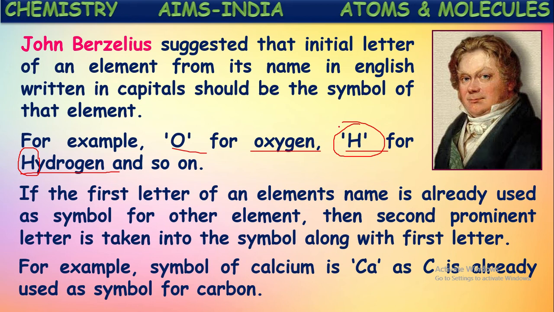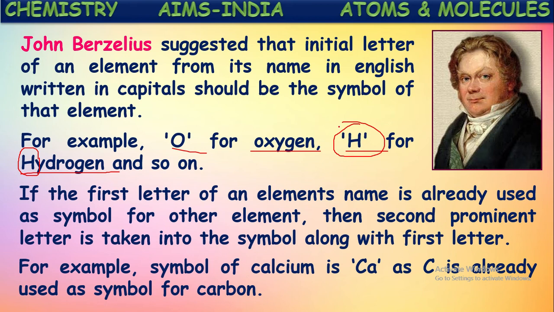For example, if you see magnesium, the starting letter is M, but M is the starting letter for so many elements. So to avoid confusion, along with the starting letter M, the second prominent letter G is taken from its name. So here, not the second letter A, but the second prominent letter G is taken into its symbol. Prominent letter means the letter we pronounce after the first letter. Not exactly the second one.